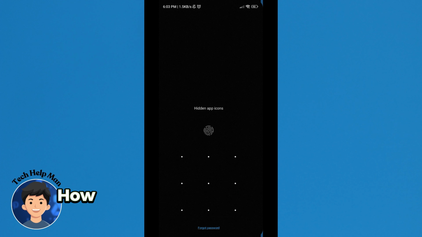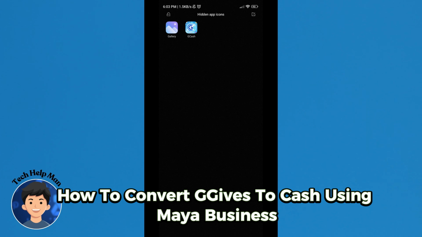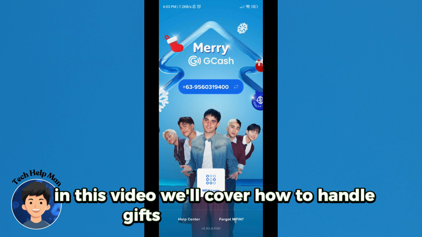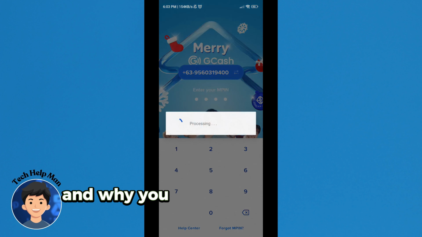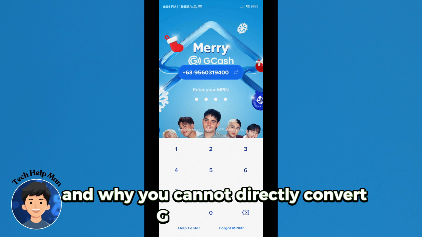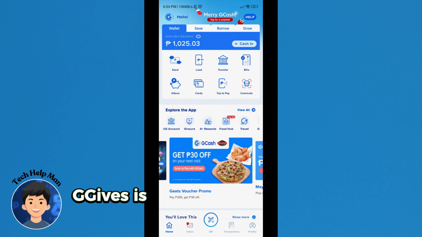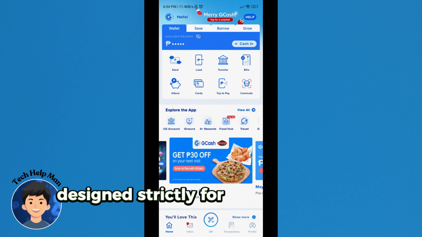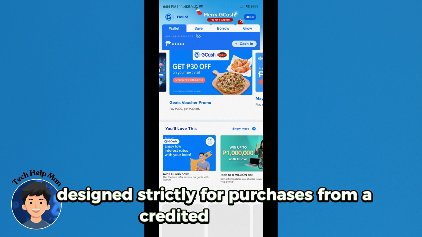Today, let me show you how to convert GGives to cash using Maya Business. In this video, we'll cover how to handle GGives with Maya Business and why you cannot directly convert GGives to cash. GGives is a loan-based installment feature in Gcash, designed strictly for purchases from accredited merchants.